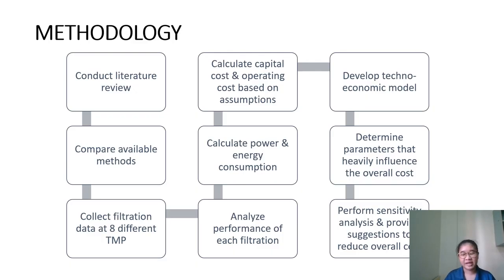This is the workflow that I came up with for this project. The first one being literature review, and from that, compare available methods. After that, experimentations are performed to collect filtration data at different pressures, where the performance of each filtration is analyzed. Once the data are collected, the power and energy consumption are calculated, and the values will be used to calculate capital costs and operating costs based on assumptions, which I will talk about later. From that, a techno-economic model is developed, and parameters that heavily influence the overall cost are determined. And finally, sensitivity analysis will be performed to see how to reduce overall costs.